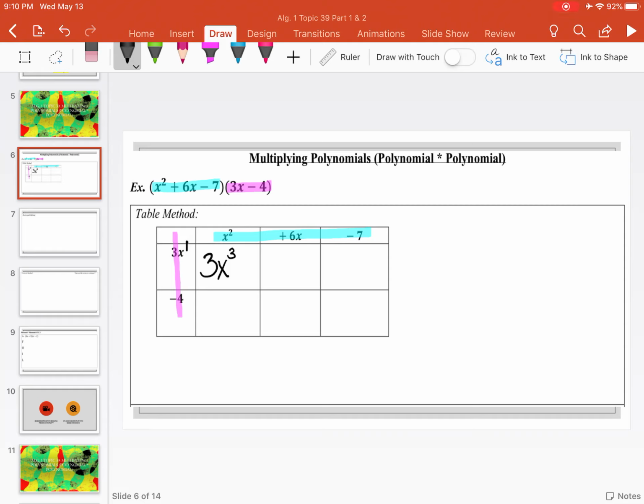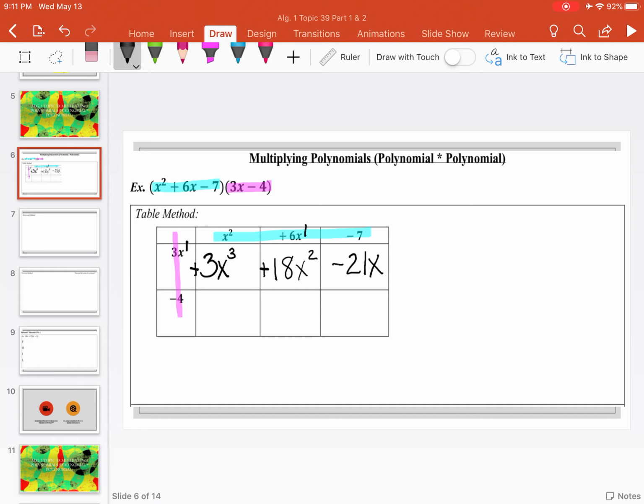Now 3x times 6x gives us 18x squared. 3x times negative 7 gives us negative 21x. And actually, I'm going to go back to my second term and my first term and make sure I write down the signs. I did it with my last term, but that's going to especially help us in our next step when we need to combine our like terms.